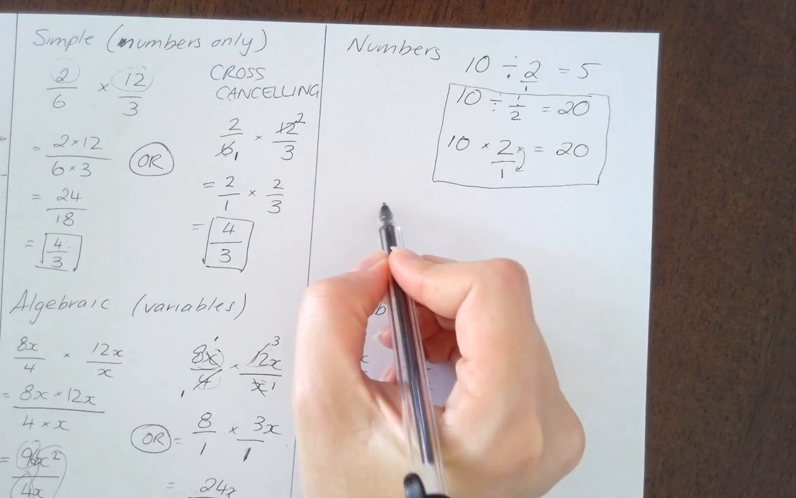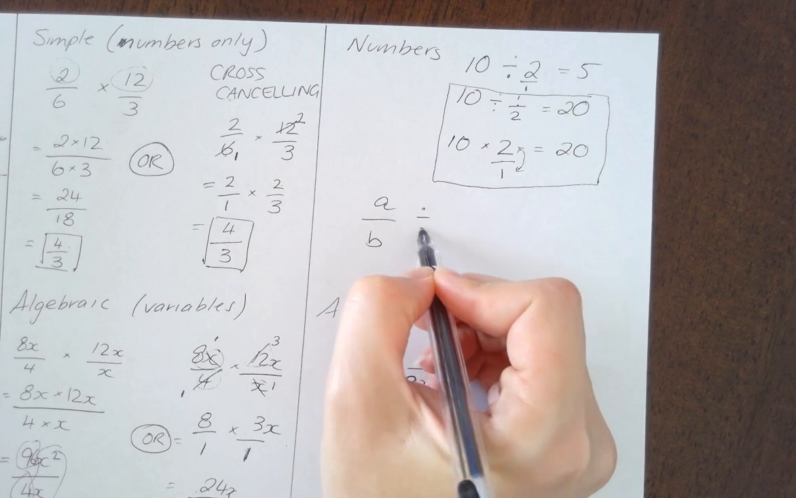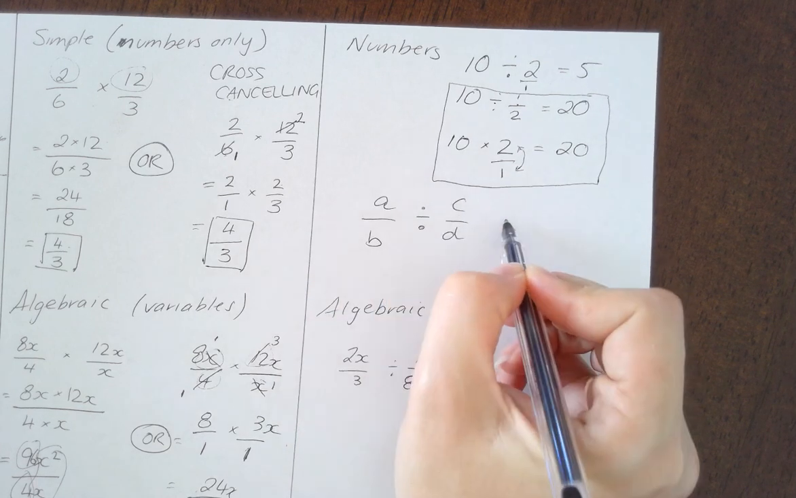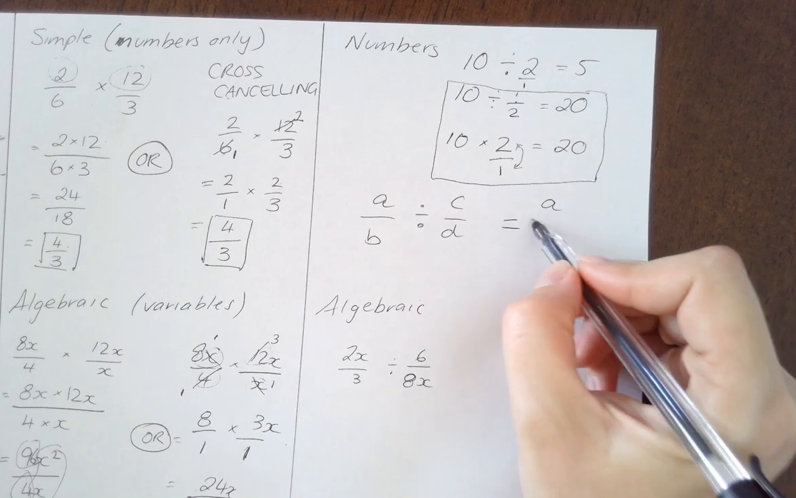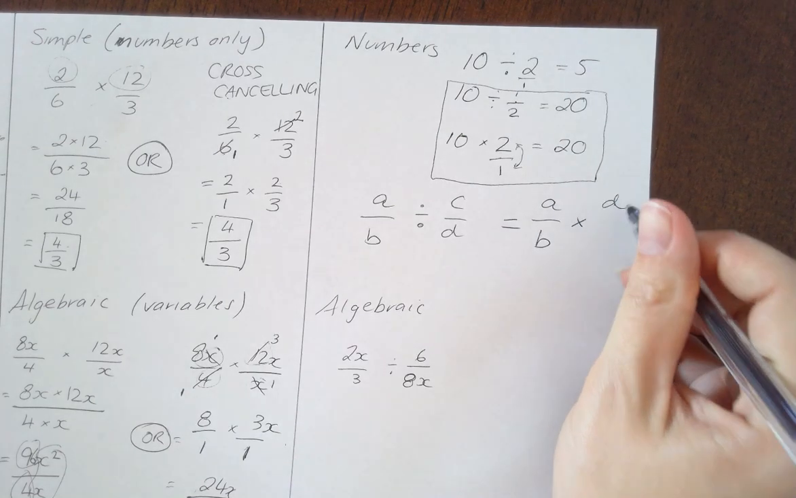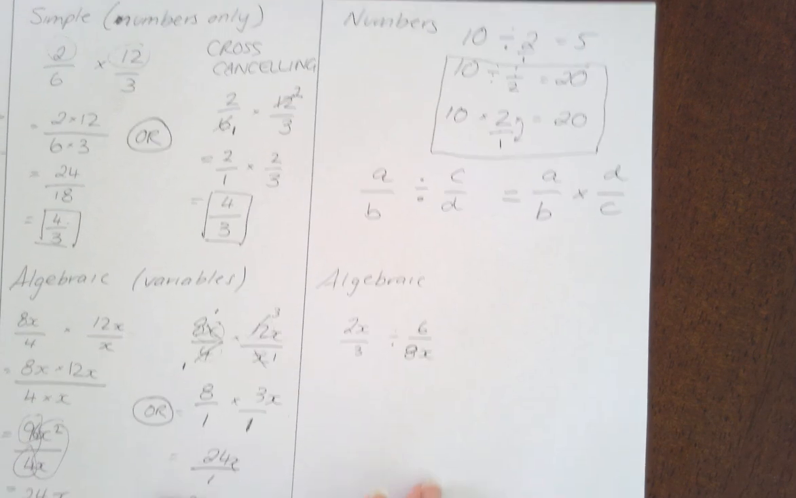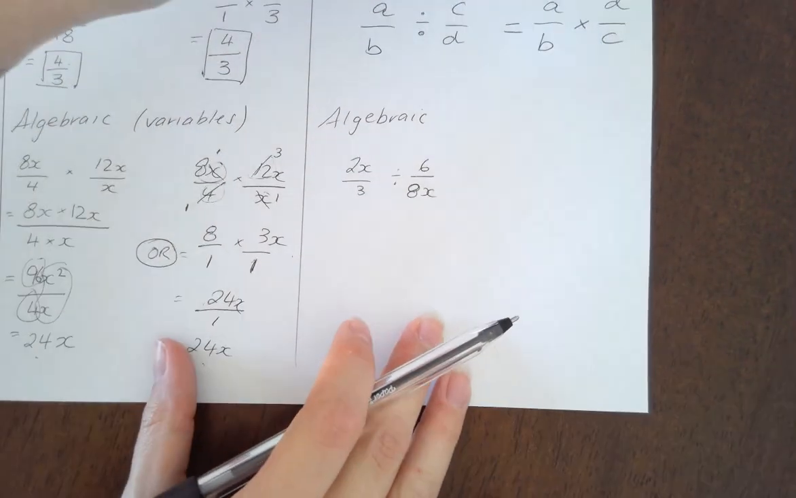So the rule for that is A over B divided by C over D is actually the same as if we keep our first fraction the same and flip our second one and multiply. That's a rule you learnt many years ago as well. You're probably a bit rusty with it. So let's try and apply it this time to an algebraic fraction.